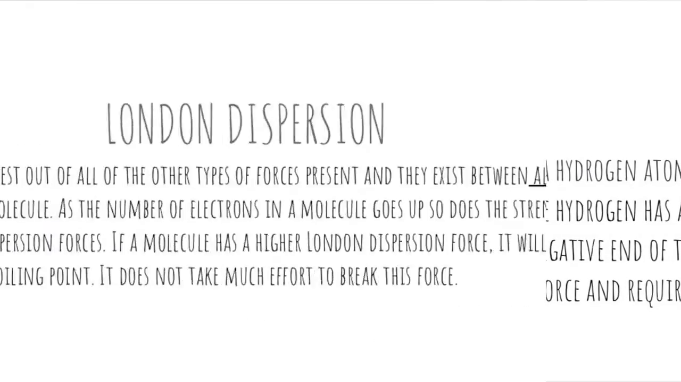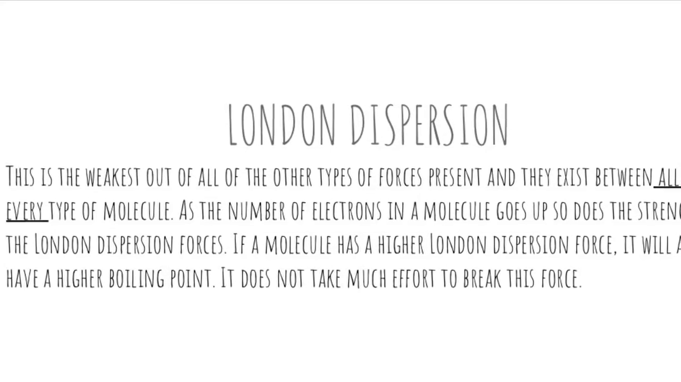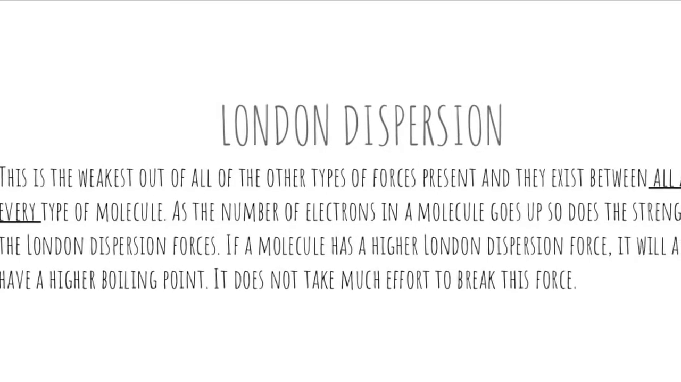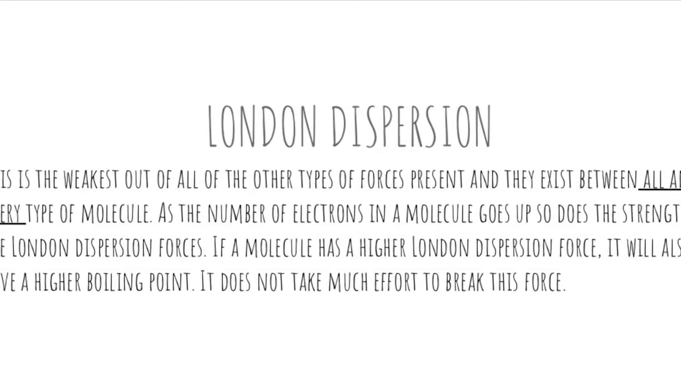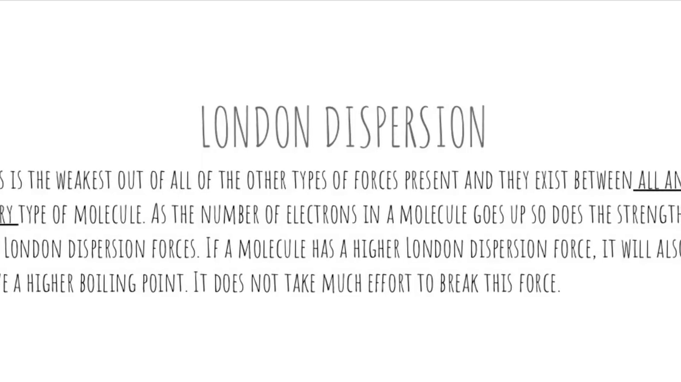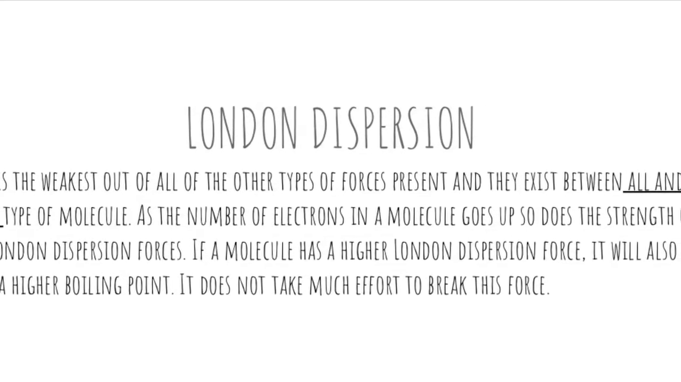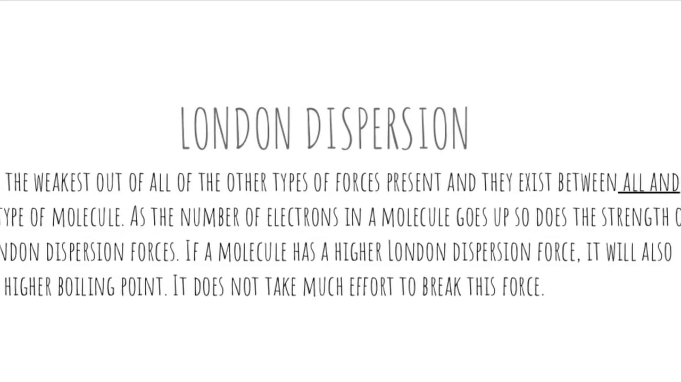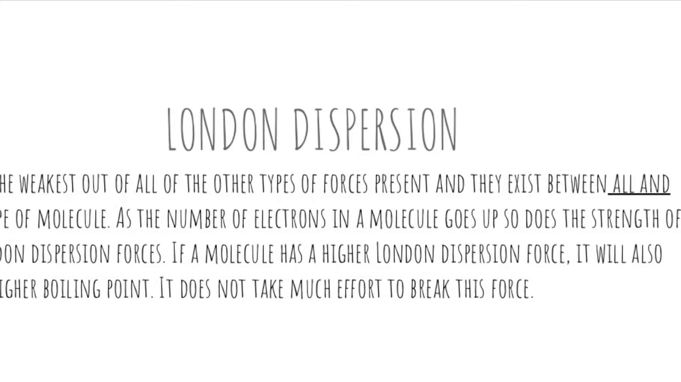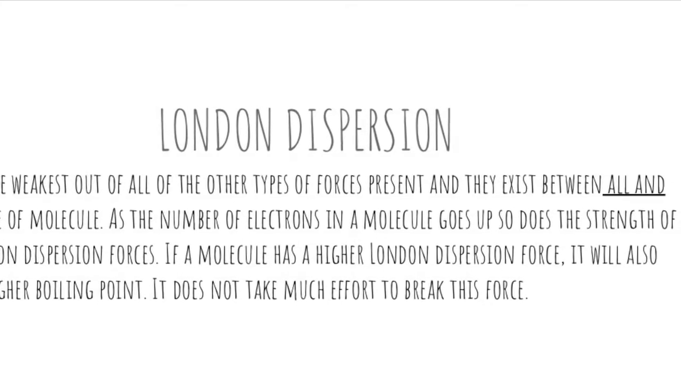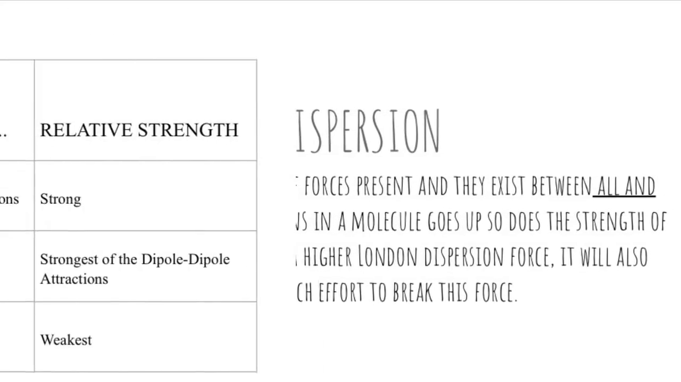And lastly, we have London dispersion. This is the weakest out of all the other types of forces present, and they exist between all and every type of molecule. As the number of electrons in a molecule goes up, so does the strength of the London dispersion forces. If a molecule has a higher London dispersion force, it will also have a higher boiling point, and it does not take much effort to break this force since it is the weakest out of all of the other forces. And remember, it occurs between all and every type of molecule.